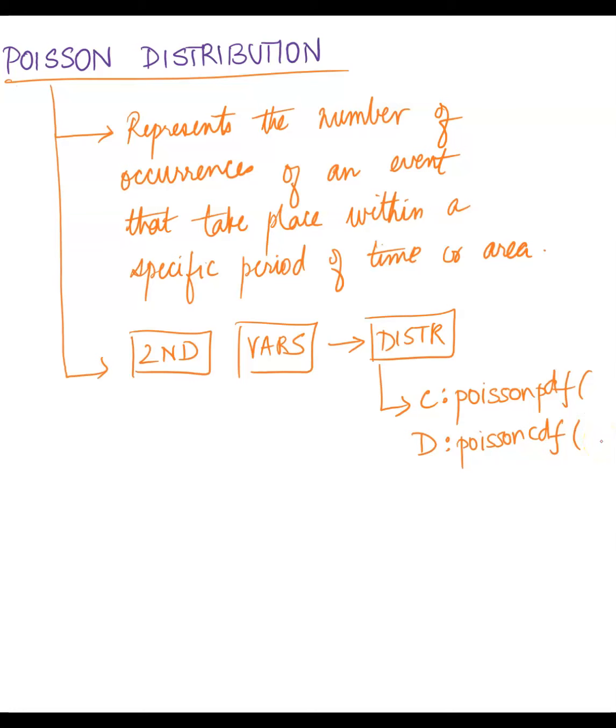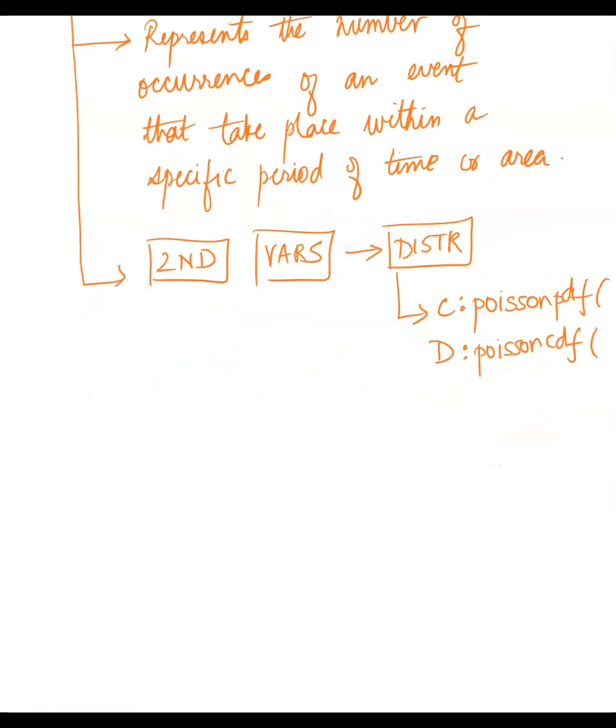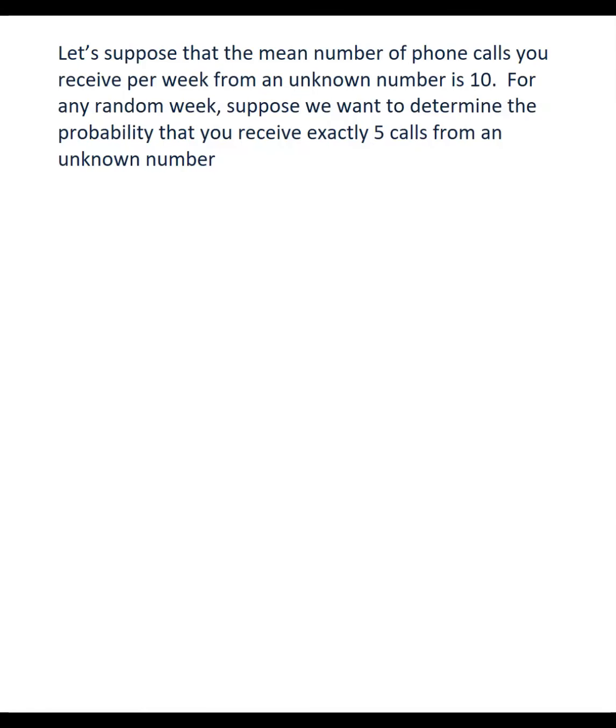Alright, so now we're going to look at some problems from binomial and Poisson using a calculator. Let's suppose that the mean number of phone calls you receive per week from an unknown number is 10. For any random week, suppose we want to determine the probability that you receive exactly 5 calls from an unknown number. So if this was our background, then we have to find, for the Poisson distribution, what's the probability that you'll receive exactly 5 calls out of the 10 you receive on an average.